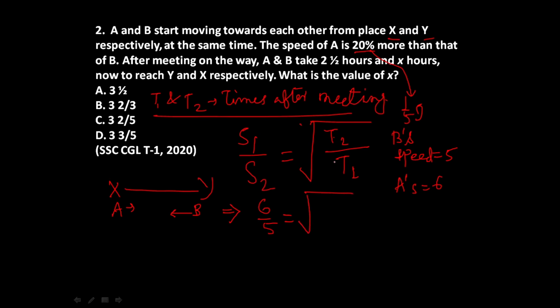What does the time take? 2.5 hours means 5 by 2, right? So T2, B's time, is X, and T1 is 5 upon 2. How will you solve it? We have to square it because without squaring we can't get the value of X, right? It is 6 upon 5 equals, squaring on both sides. I'm writing it for you, square on both sides.